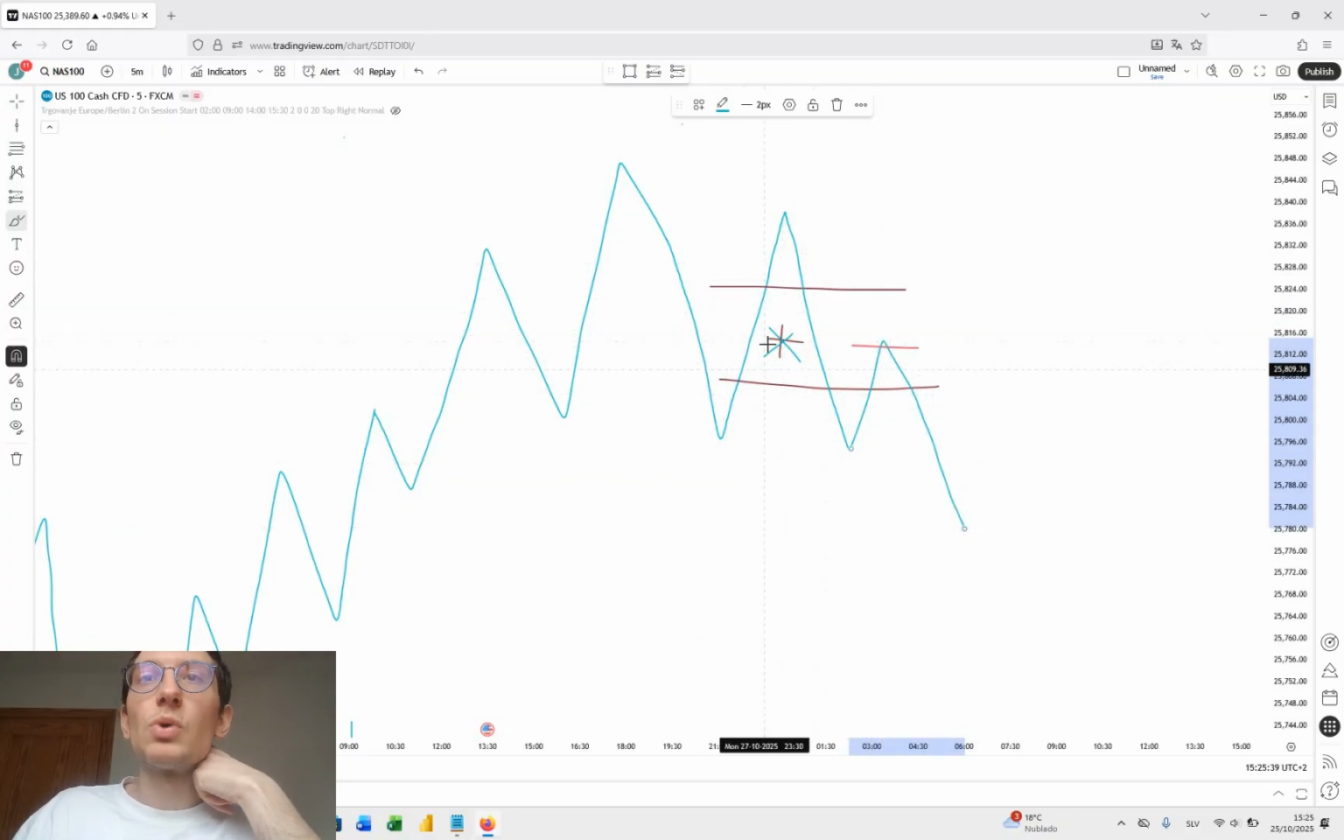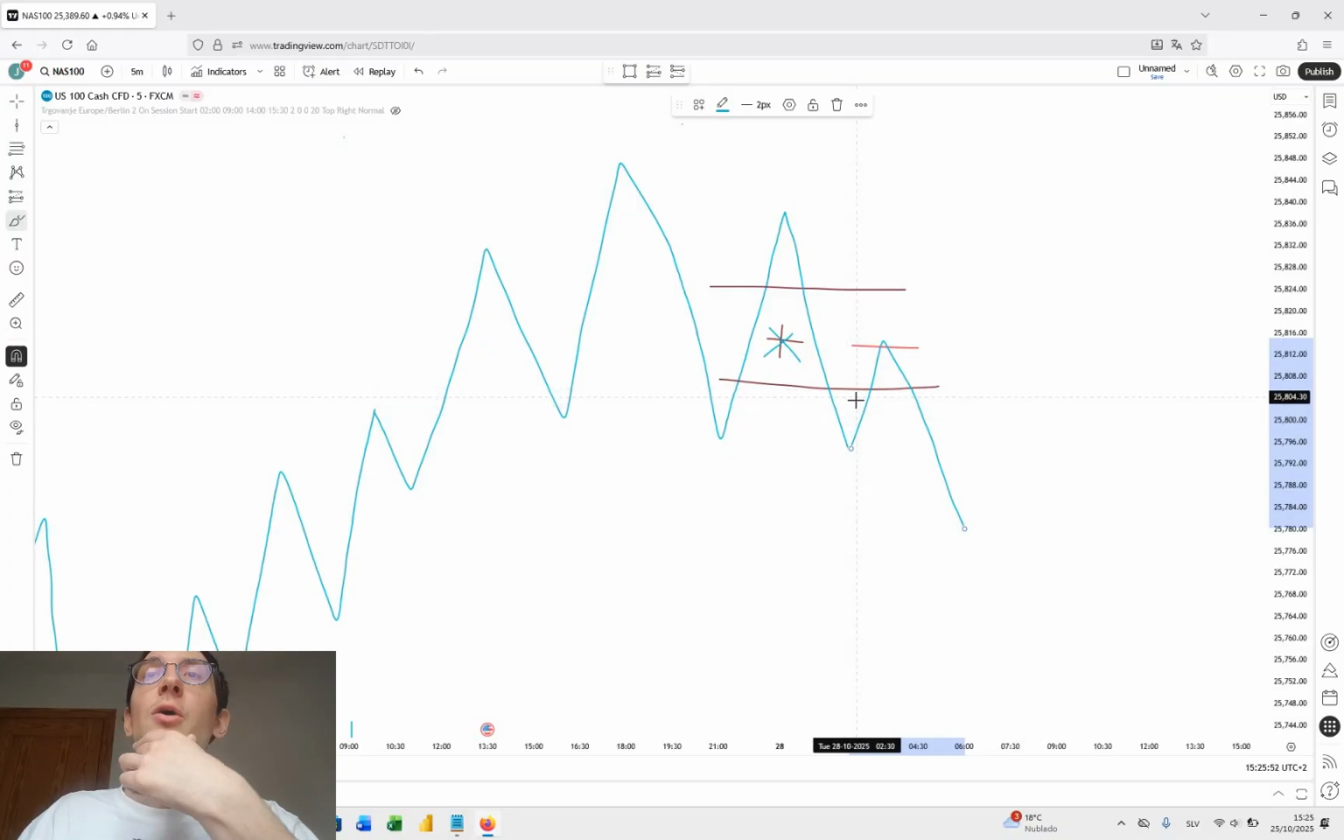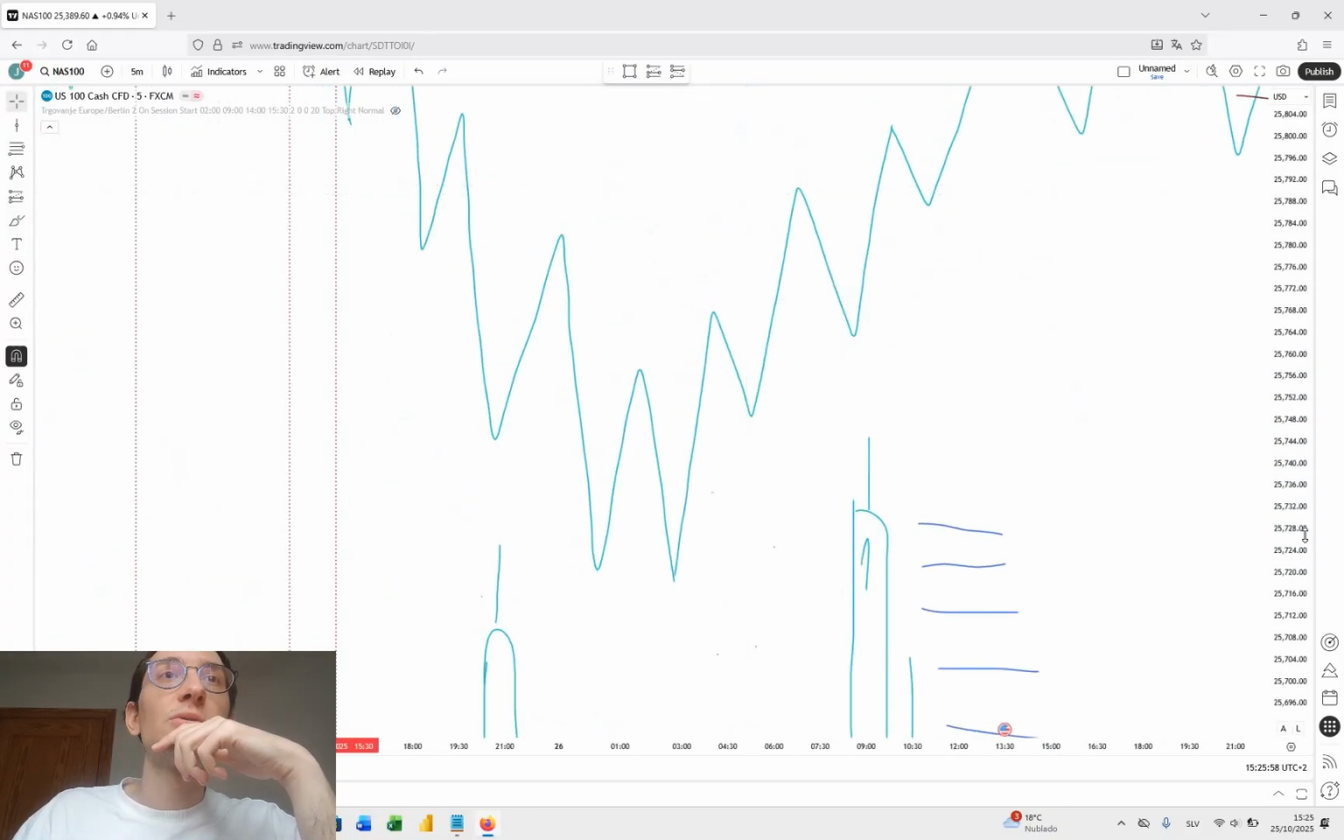Even though this was first a bullish fair value gap, by closing below it, we changed this bullish fair value gap into a bearish inverse fair value gap, which works the same as a normal bearish fair value gap, okay? So yeah, that's about it, bro.